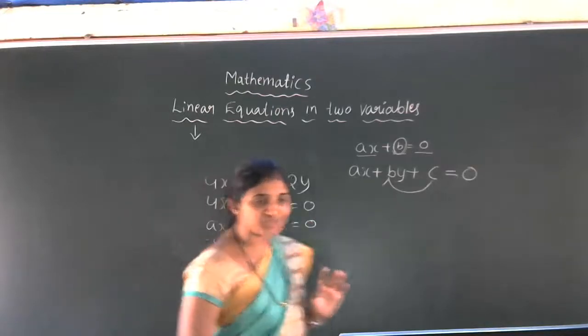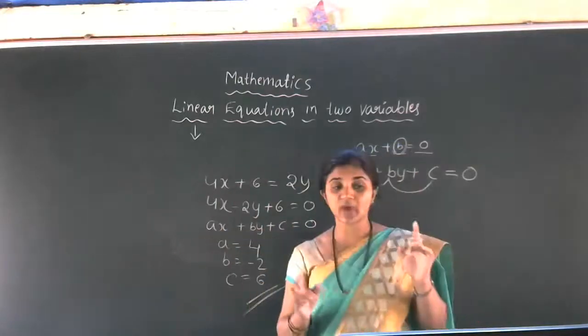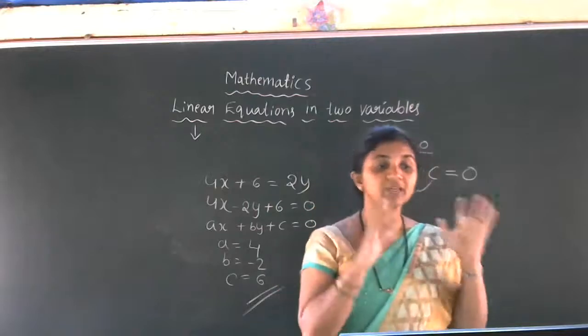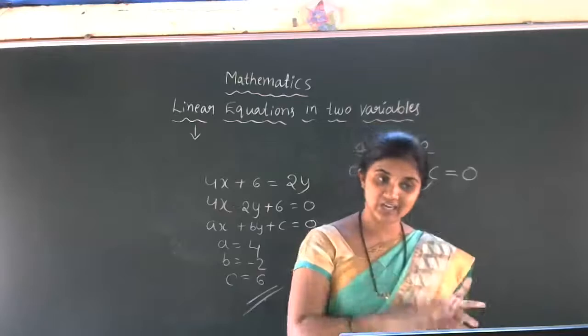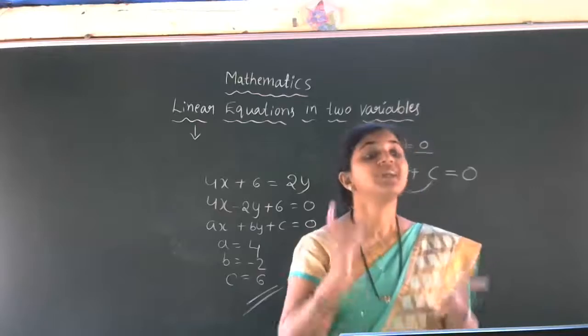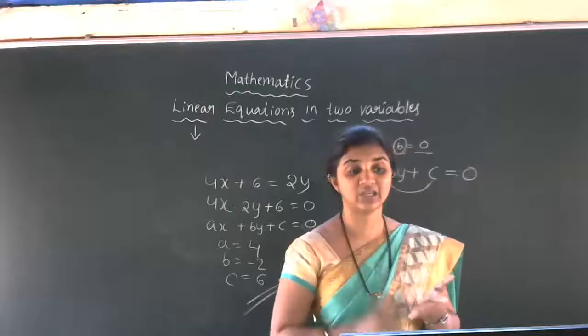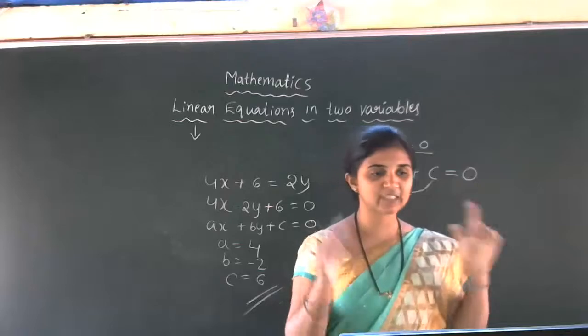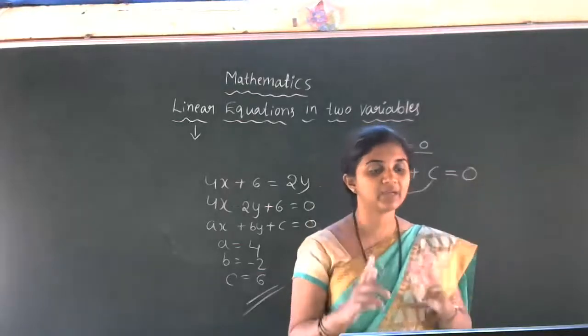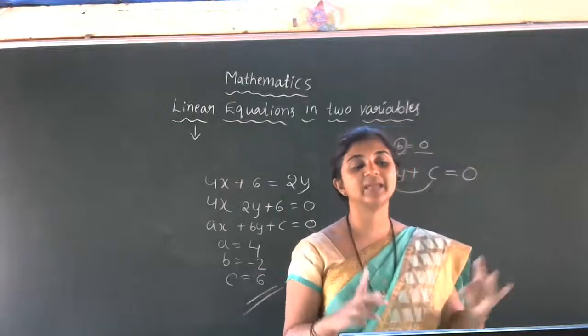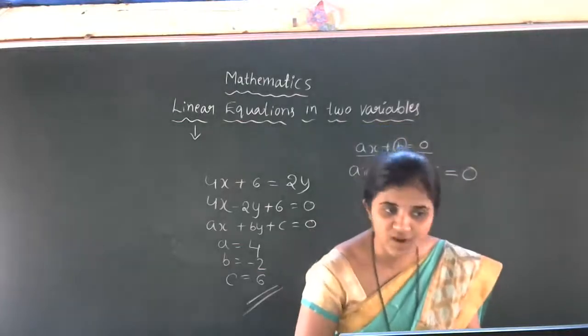Got the idea of this concept, students? So first you have to know whether the given equation is a linear equation or not. Next, whether it is a linear equation in two variables or not. Then you have to write the equation in the general form, that is ax plus by plus c is equal to 0. Then you have to identify the a value, b value and c value.